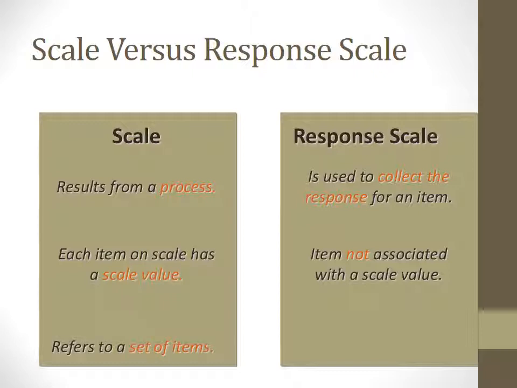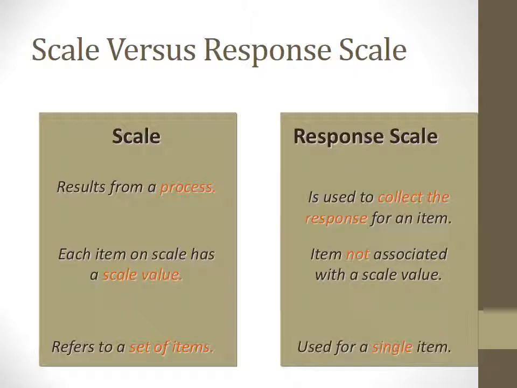So generally when we talk about scales, we're referring to a set of items. So it could be, in this example that we used, a 6-item scale, whereas a response scale is almost always used for a single item. Now, in the next lecture, we're going to talk about different types of scaling methodologies and the process that we use in order to come up with multi-item scale.